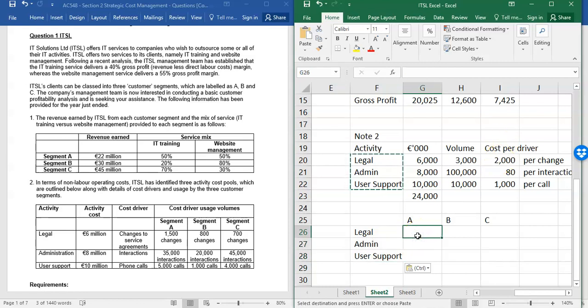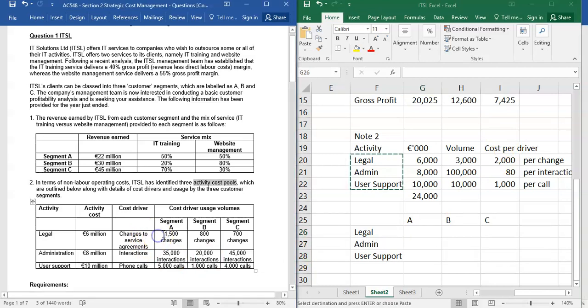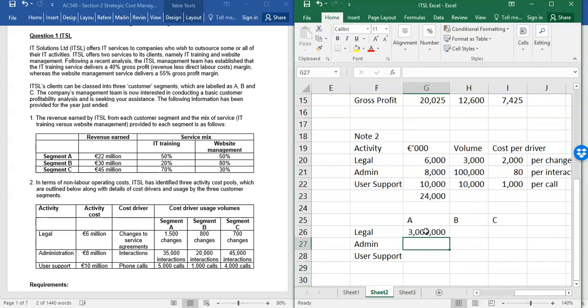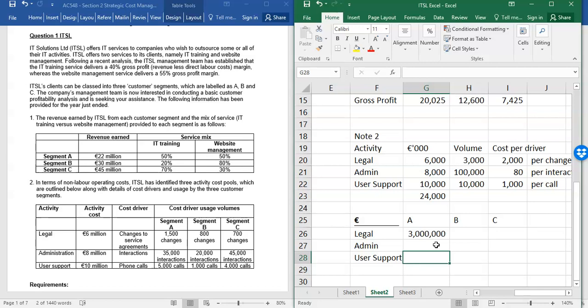So for example here, segment A has used 1,500 changes, so they should have 1,500 times 2,000. Now just be careful here. That of course is going to get you to 3 million, but we can leave it in figures if you want. Sometimes if you're using euro you drop the last 3 zeros, you might divide by 1,000, so just be careful which figures you're using. I'm not dividing by 1,000 here, but if you're bringing it up to the final table, you might want to drop the last 3 zeros just to summarize. But that's a full euro figure I'm using here now, not summarized down.